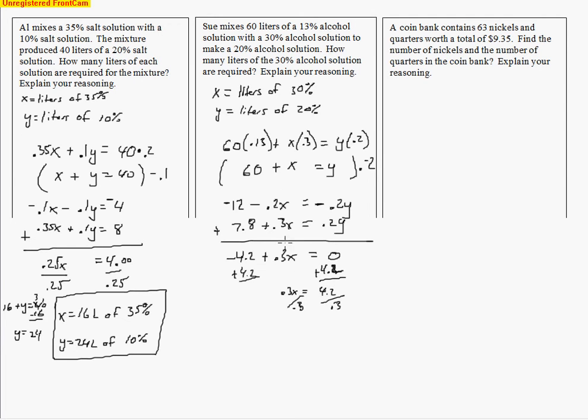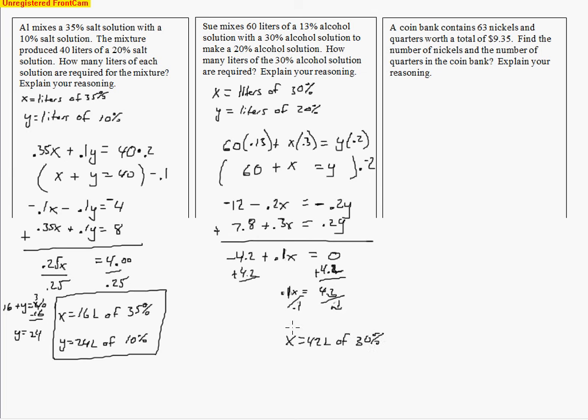And oops, I see a mistake I made. I forgot to subtract right here, so let me go ahead and fix that. I'm glad I didn't do that division because I see I made an error. I forgot to subtract the 0.2x, the negative 0.2x from the 0.3x, so that makes 0.1x. And if I divide by 0.1, that's even easier. It just moves the decimal over, so x is going to be 42. So 42 liters of the 30%.